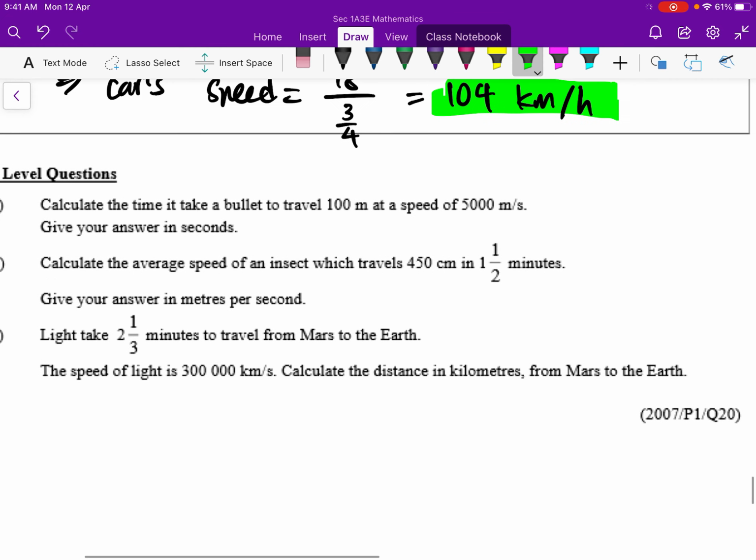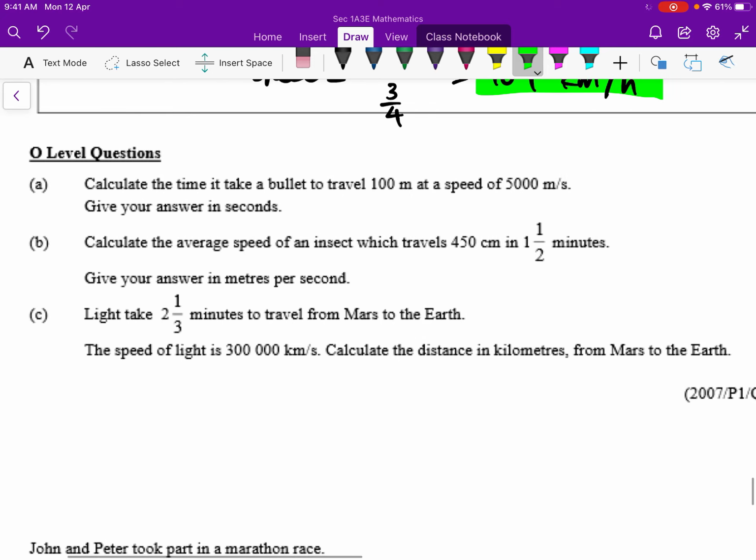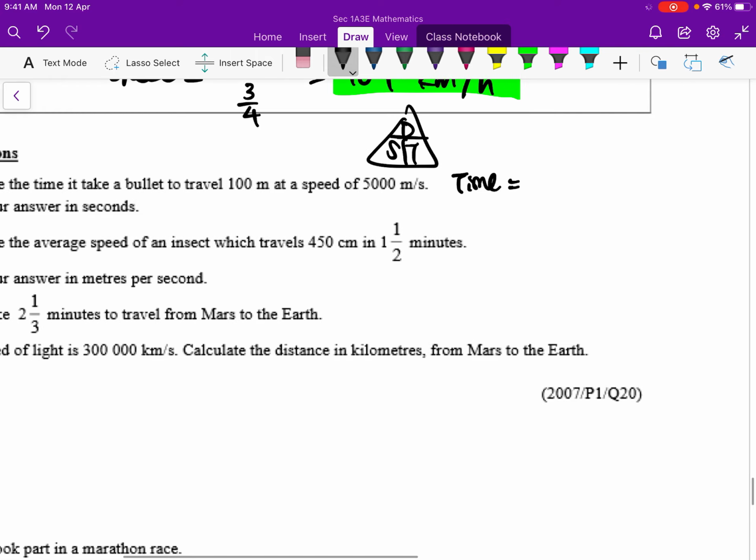Next one. O-level questions. Calculate the time it takes a bullet to travel 100 meters at the speed given, give the time in seconds. So part A, DST, so time equals distance divided by the speed. 100 divided by 5,000. 0.02 seconds.